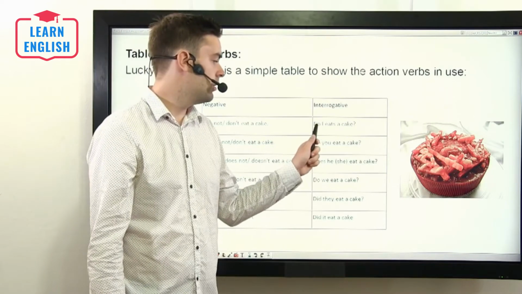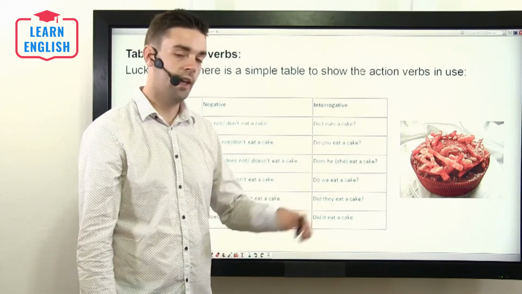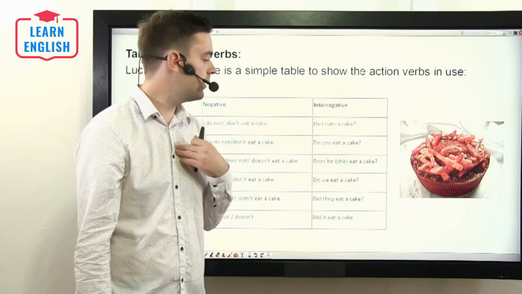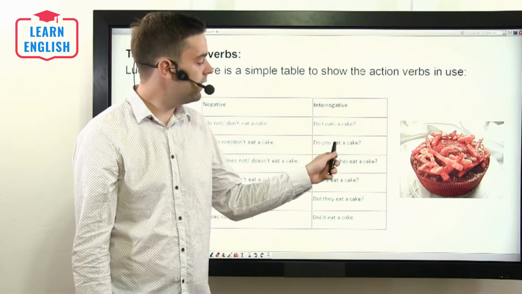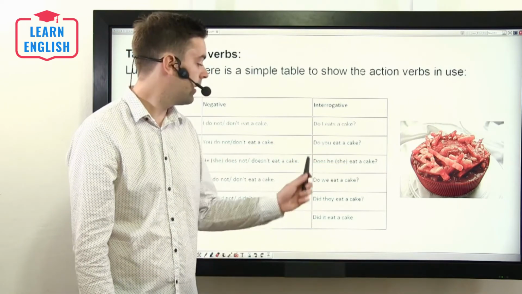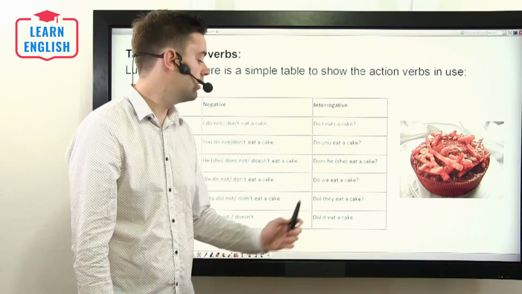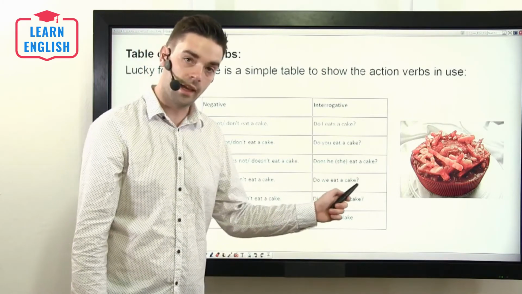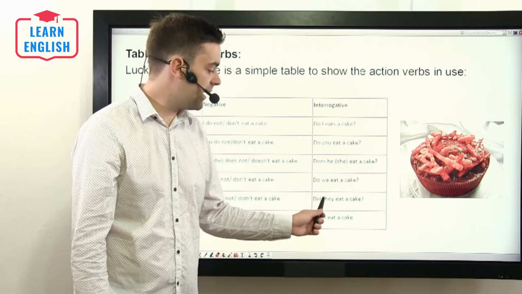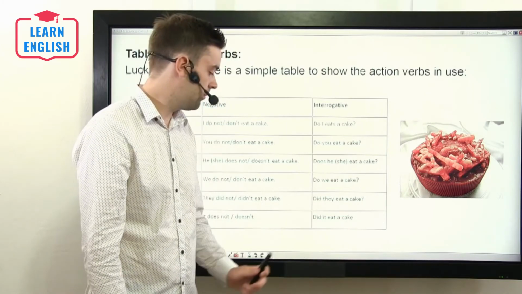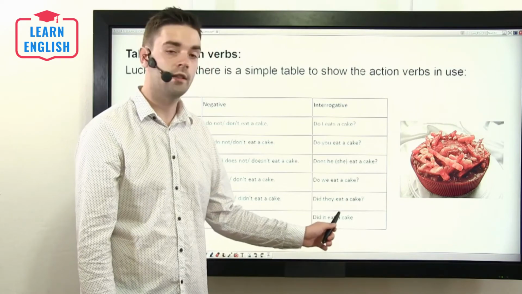Interrogative. Do I eat a cake? Do you eat a cake? Does he or she eat a cake? Do we eat a cake? Did they eat a cake? Did it eat a cake?